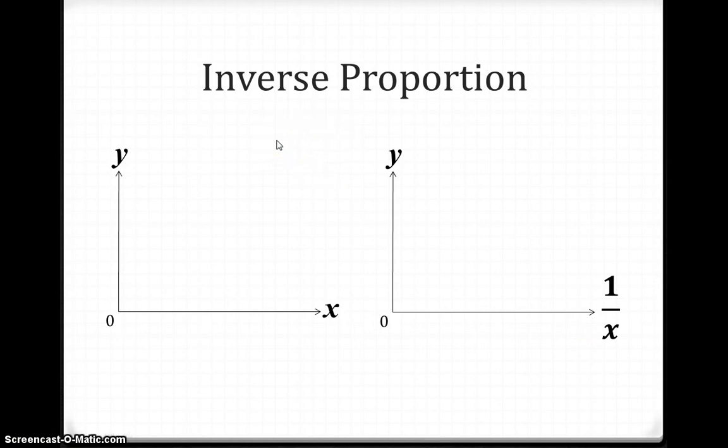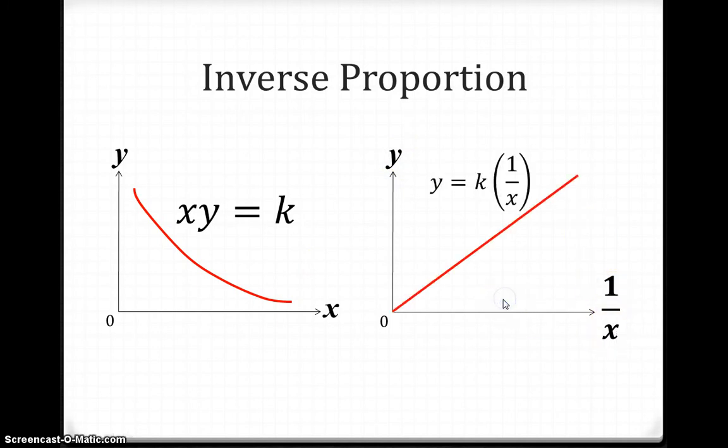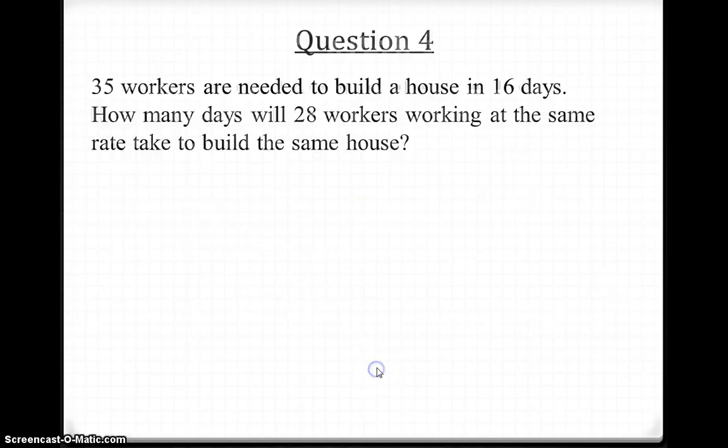What's the general looking of inverse proportion graph for y against x? It will be a C curve. How about the graph of y against 1 over x? It will be a straight line graph. But this C-curve graph is more commonly seen for inverse proportion.